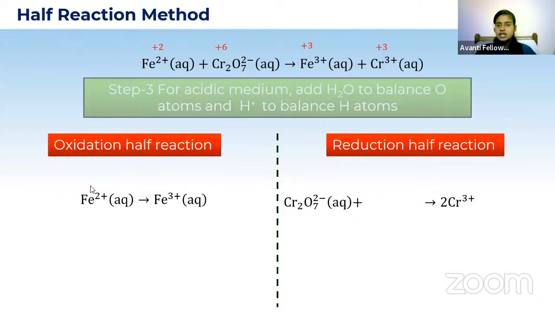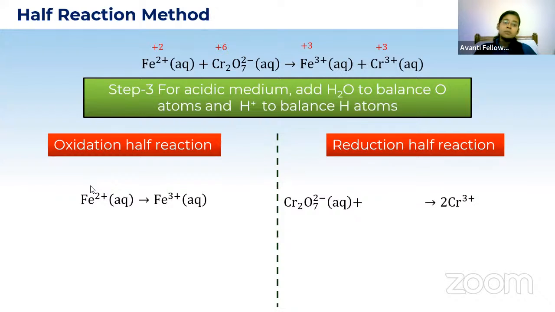So now in the third step, if the medium is acidic, for acidic medium, add H2O to balance oxygen atom and H plus to balance the hydrogen atom. The same thing which we have followed in the previous case. Okay, if the medium is acidic, you have to use H plus to balance the hydrogen atom and H2O to balance the oxygen atom. Okay, so I am going to put 7H2O here.